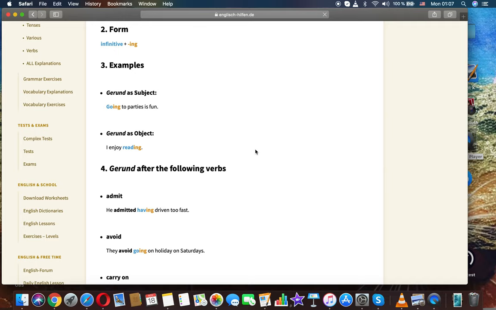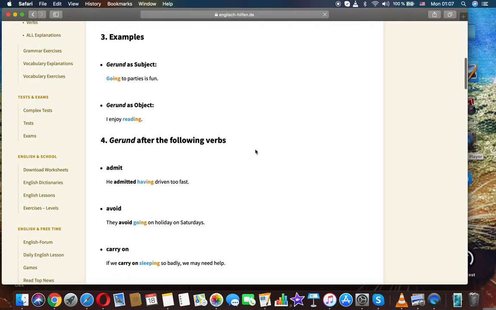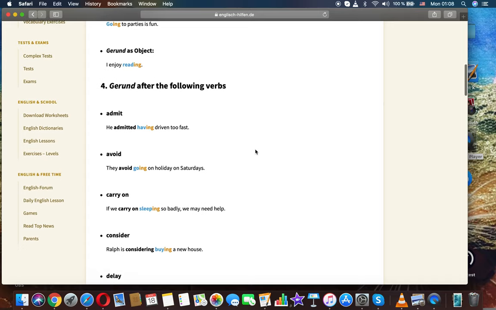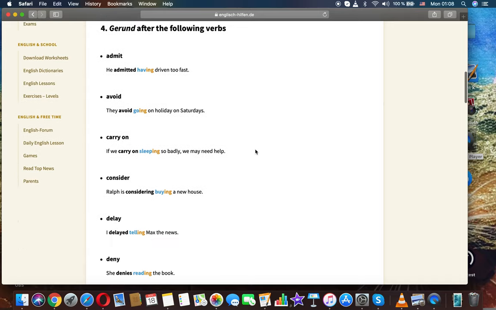Gerund after the following verbs. Admit. He admitted having driven too fast. Avoid. They avoid going on holiday on Saturdays. Carry on. If we carry on sleeping so badly, we may need help.